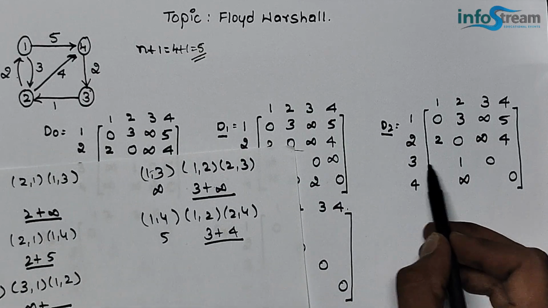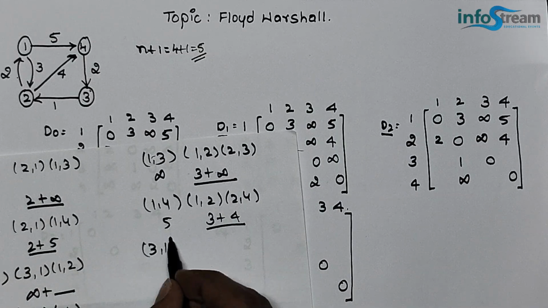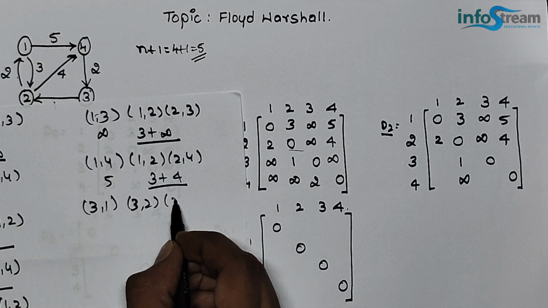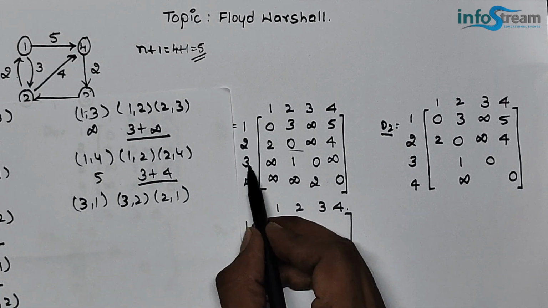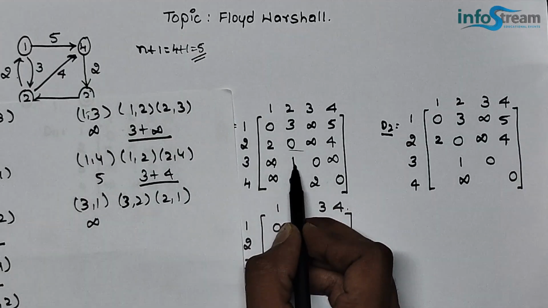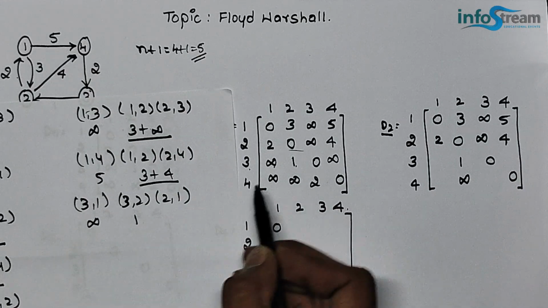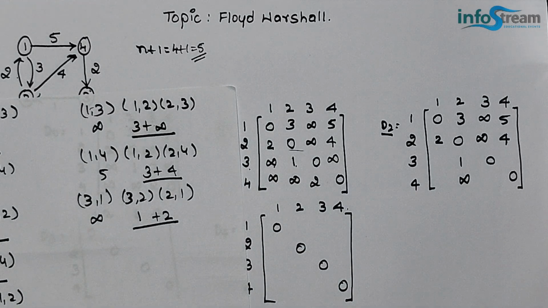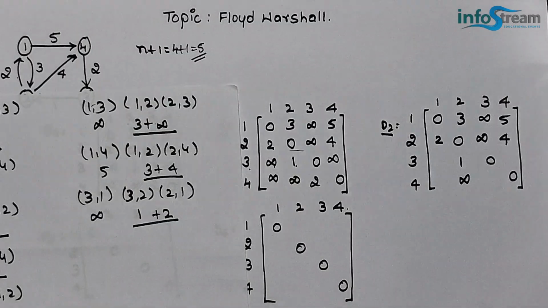Now let's find the value of 3 comma 1. So 3 comma 1 means from 3 I will come to 2, from 2 I will go to 1. So the value of 3 comma 1 is infinity. The value of 3 comma 2 is 1. The value of 2 comma 1 is 2. So 2 plus 1 will be 3. Among 3 and infinity, 3 is the smaller one. So I will write 3 here.